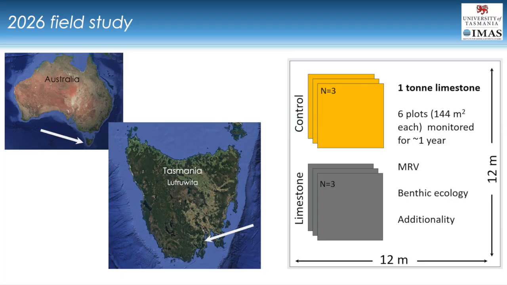So the design of the study involves 6 plots of 12 by 12 metres and in around 2 to 3 metres water depth in a seagrass bed in southeast Tasmania. And 3 of these plots are treated with limestone or agricultural lime that we sourced locally from Mole Creek in Tasmania, and then the other 3 are left as untreated control.